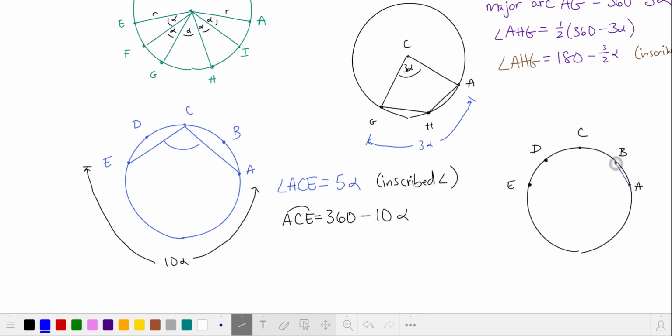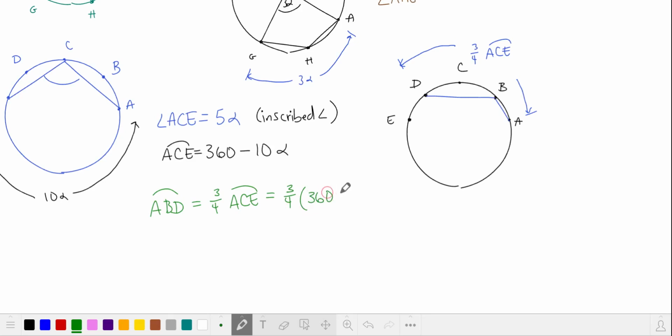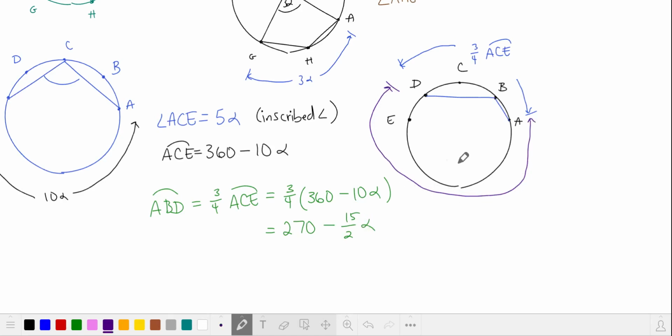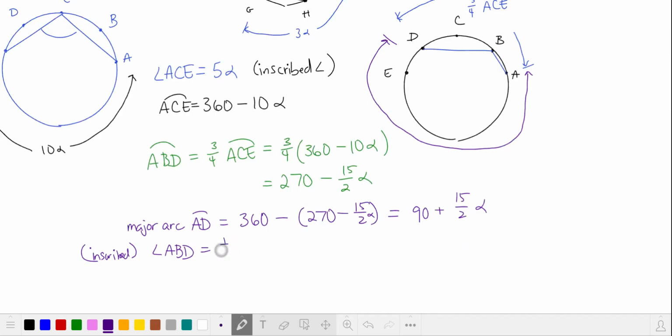Again, we're interested in angle ABD in terms of alpha. Since these points A, B, C, and D and E are equally spaced, then the arc up here from A to D is 3/4 of the arc from A to E. That's 3/4 of 360 minus 10 alpha, which is 270 minus 15/2 times alpha. This means that the major arc around the other side from A to D is 360 minus this, or 90 plus 15/2 times alpha. That's the arc from the inscribed angle ABD, so ABD is half of that, or 45 plus 15/4 alpha.